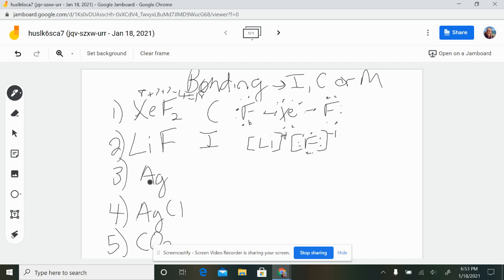The third compound, Ag, represents silver, and silver is a metal and there's nothing else, so it has to be just metallic. The way you draw this is really like you just have a whole bunch of silver cations, and then you have a whole bunch of free-floating electrons. That's what metal looks like.